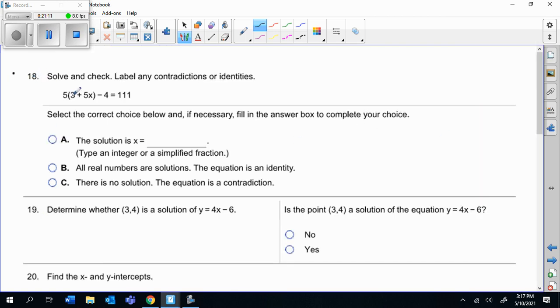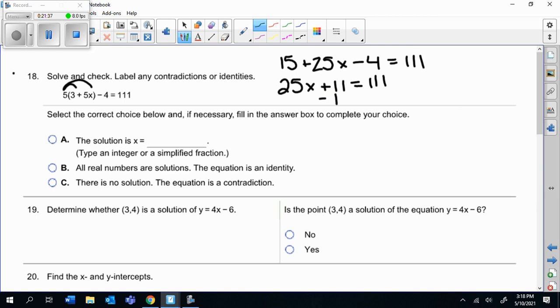Solve and check. We need to make sure we distribute before we add our like terms. It looks like it's not like from the earliest chapters to the latest chapters. It's not in order of level of difficulty. So don't get frustrated if you hit a problem that you don't really know how to do, because this one is from earlier on in our semester. So 25x equals 100, and so x is 4.